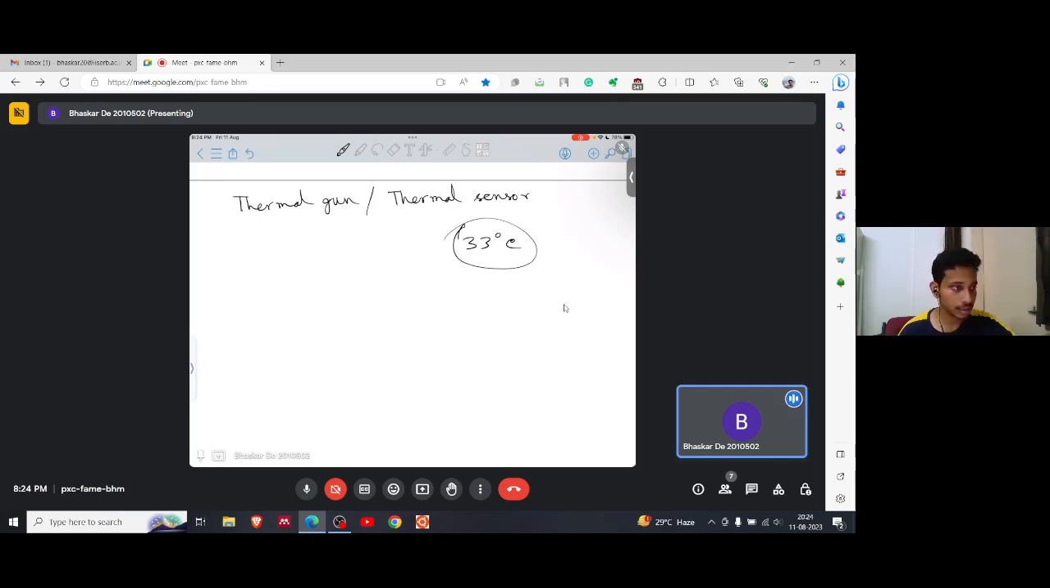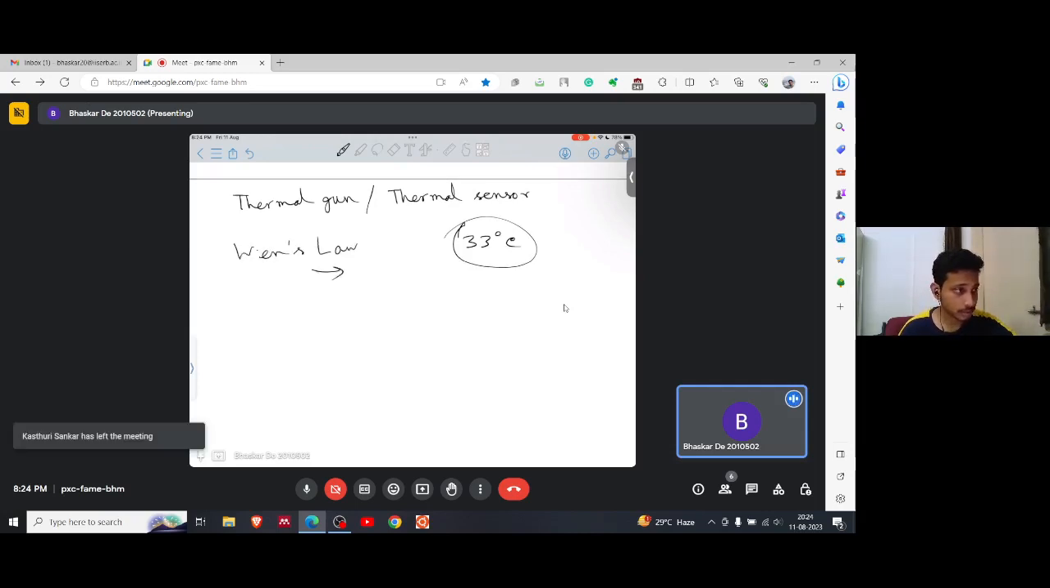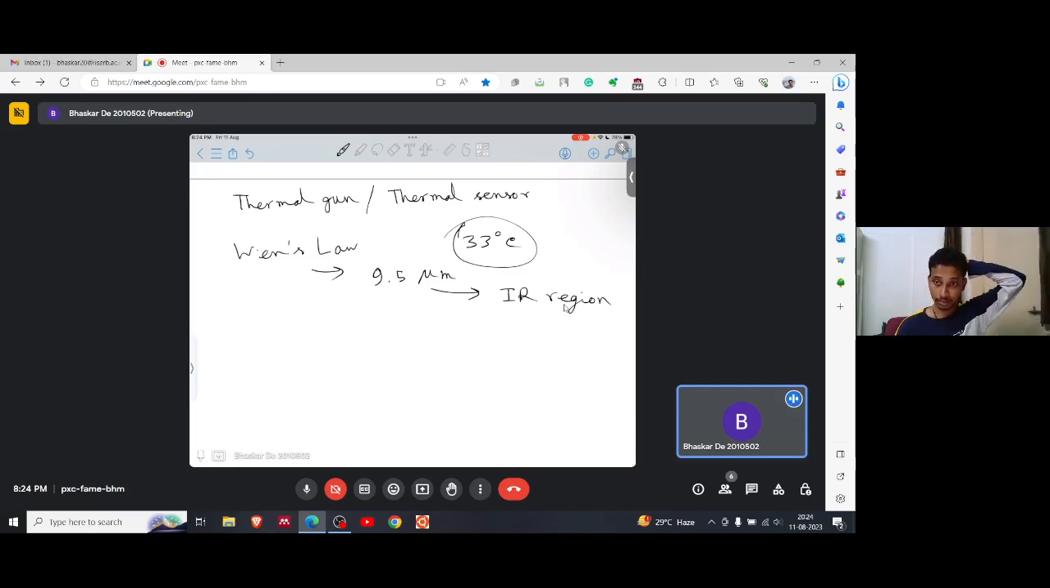Corresponding to 33 degree centigrade, the wavelength that we can get from Wien's law is something around 9.5 micrometer, which is in the IR region. So if there is an IR sensor that can actually detect the IR wavelength, then that will be able to tell us the temperature of the human body. So using that technique, during the COVID time, people measured the temperature of the human body.